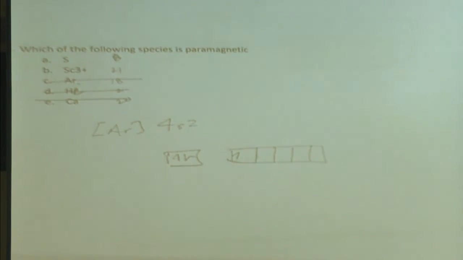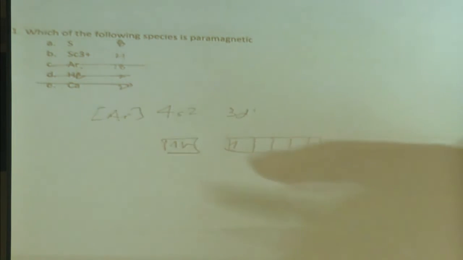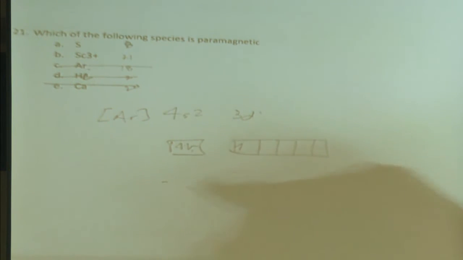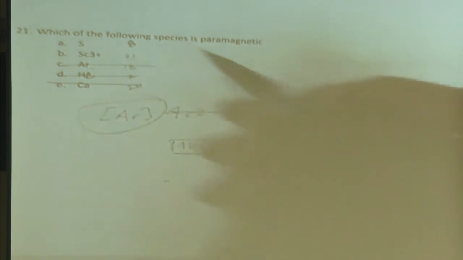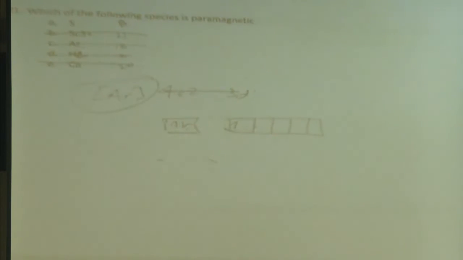All right, so this is what Sc3+ looks like. 21 electrons. But it's 3+, so what do we do? We take this one away? Which one will we take away first? The 4s, yeah. So we take this one away, then this one, then this one, and what does it look like? Argon, yeah. So we get rid of that, and the only one left is Sc. You could also just do Sc first and see that it was paramagnetic. To each their own.